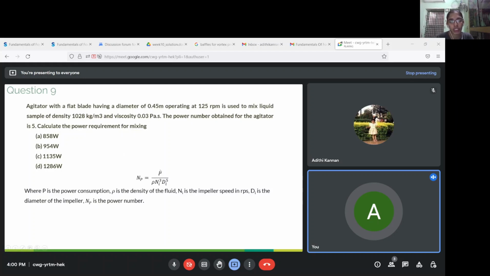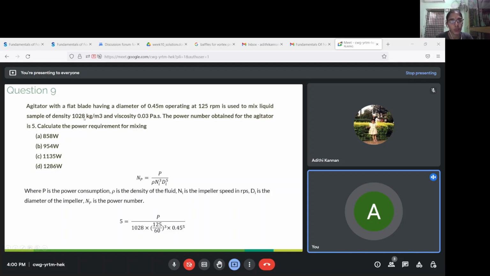So Np is equal to P by rho Ni cube Di power 5, where P is the power consumption of mixing, rho is the density of the fluid that you're dealing with, Ni is the impeller speed in RPS, not RPM, Di is the diameter of the impeller, and Np is the power number. So we can substitute these values directly. It's a very straightforward question. Np we substitute as 5. P is what we need to find out.